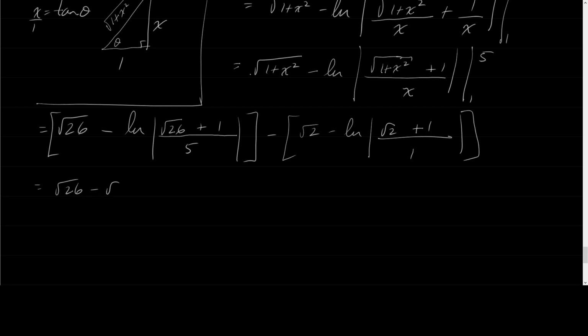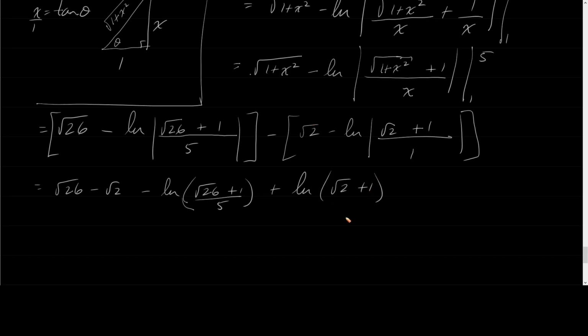Radical 26 minus radical 2 minus ln of, well, in here, these are all positive, so we don't really have to use the absolute value there. So we can say radical 26 plus 1 over 5. And then I already applied the radical 2 over here, so minus negative means plus ln of radical 2 plus 1. And I'll leave it as that.